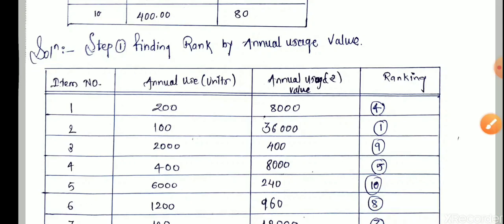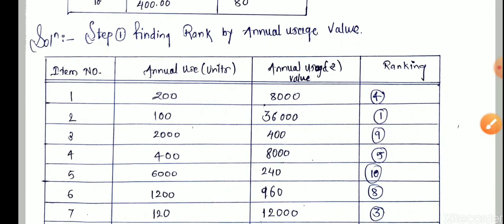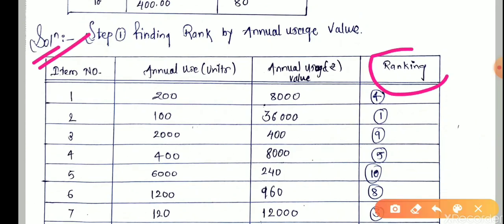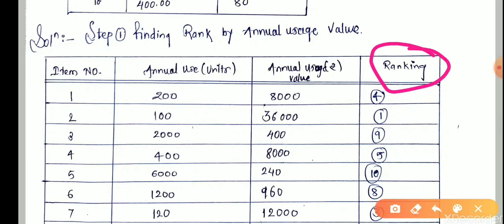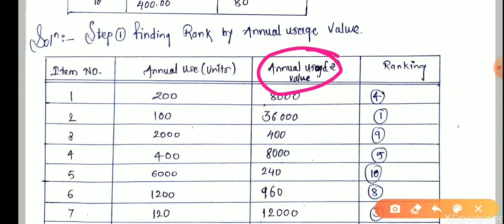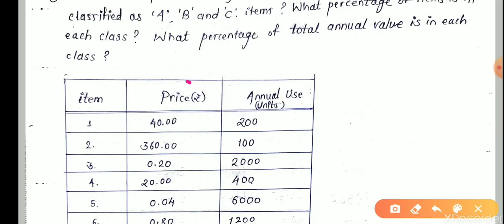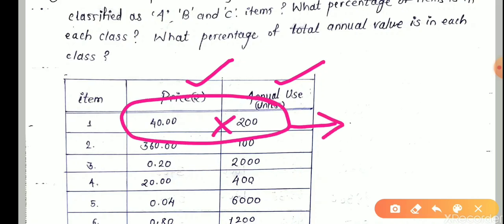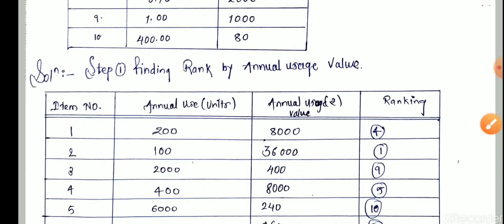In our solution we have to draw a total of 2 tables. The first table is for ranking and the second table is for the final calculations. To decide the ranking, we need the annual usage value. It is the product of annual use, in units, and its unit price. The question gives 2 columns, price (unit price) and annual use in units. The product of these 2 columns gives the third column, the annual usage value.